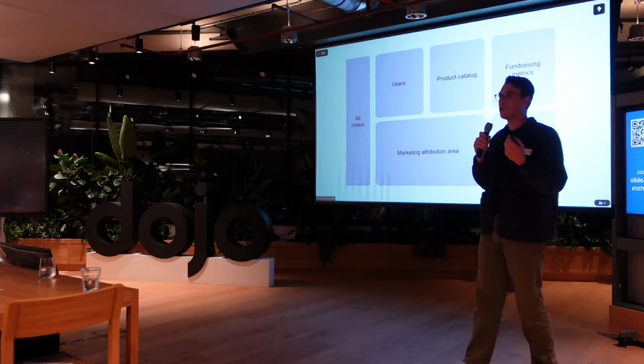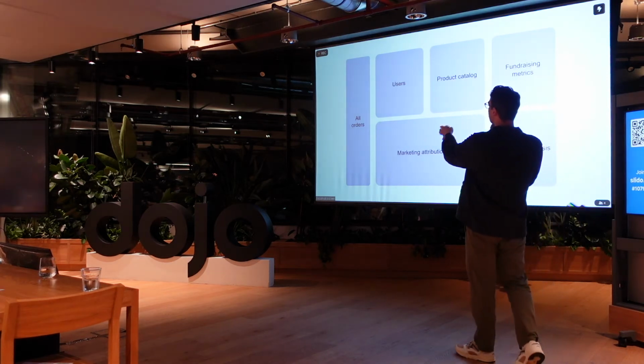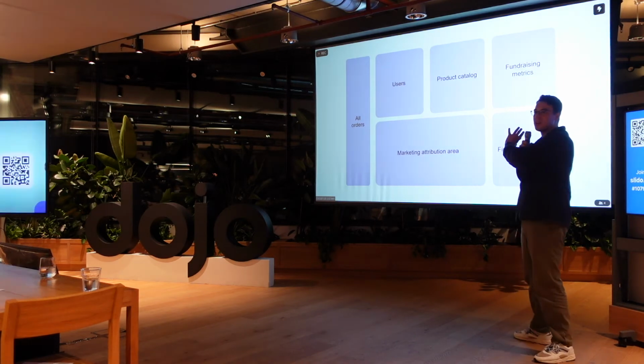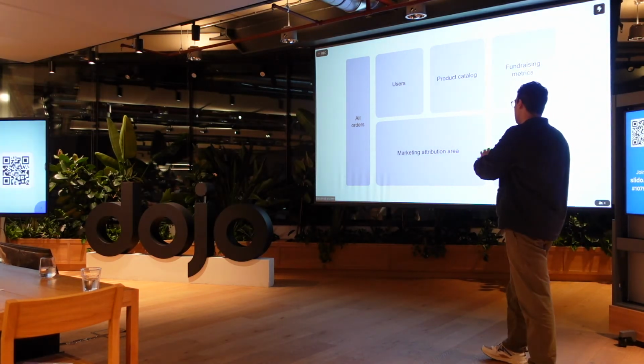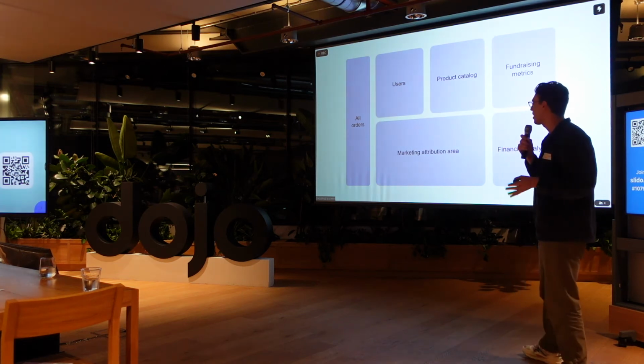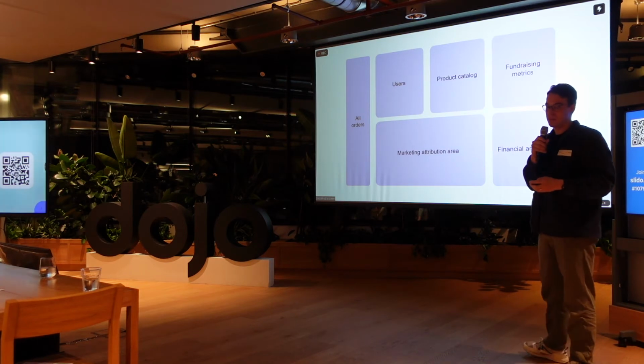And so this is an example of what a well-organized data structure might look like, right? You can have all your orders in one place, the users in another place. Let's keep finance analysis separate because they've got their own requirements. The marketing attribution area is possibly a mess, so let's let them do their thing and pre-join some stuff for them. And the fundraising metrics can go up there because some people care about that.